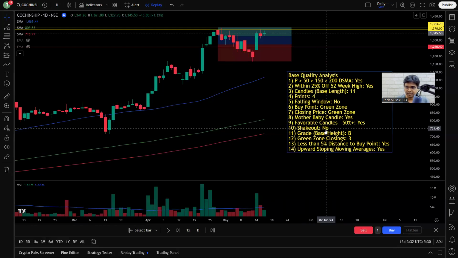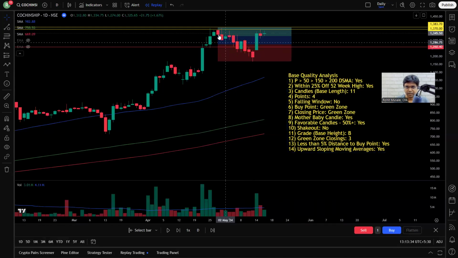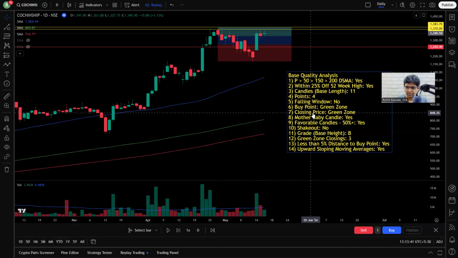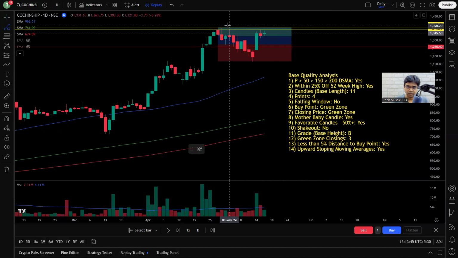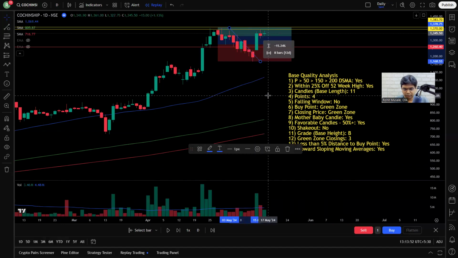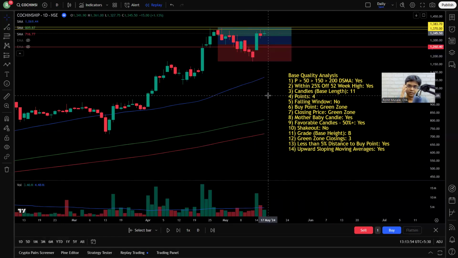Shakeout, there doesn't seem to be a shakeout here. Okay. It just kept coming down. Doesn't seem to be a shakeout kind of. Base height is B. That means 10 to 20% distance from, let's say, this price to this. That's 15.24%, which means grade of the base is B.